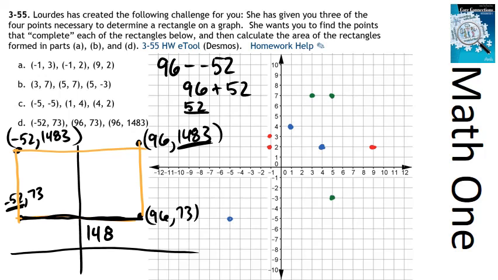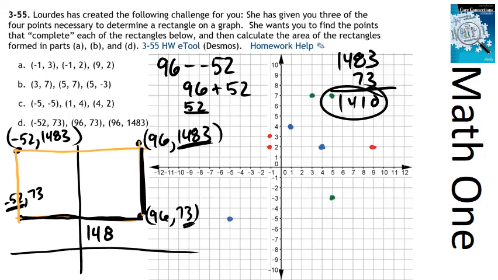And then if I want to find the other one, you can see I'm starting at 73 and I'm going up to 1,483. So this distance right here is just the difference in those numbers. So I'll take 1,483 and I'll subtract the 73. 3 minus 3 is 0, that's a 1, a 4, and a 1. So this has dimension 1,410.